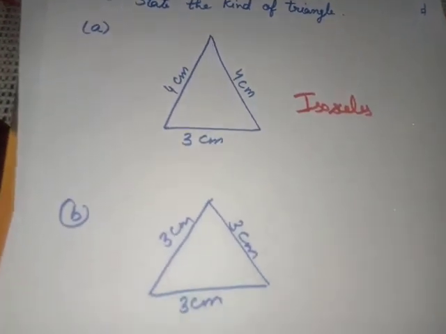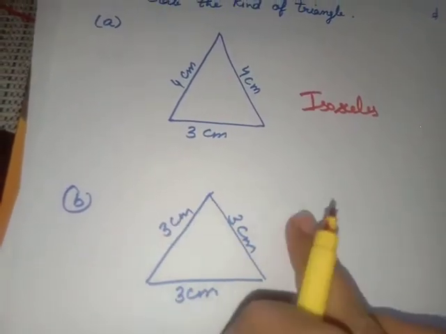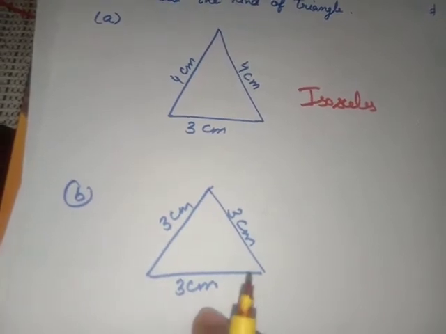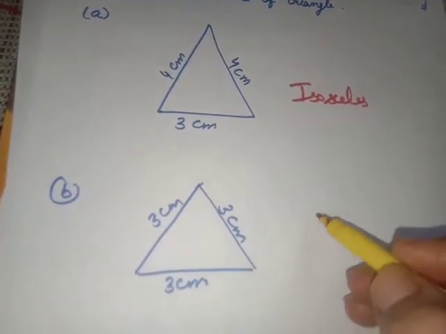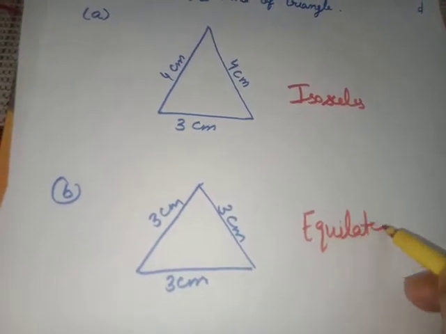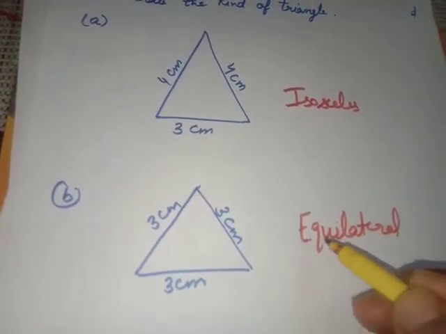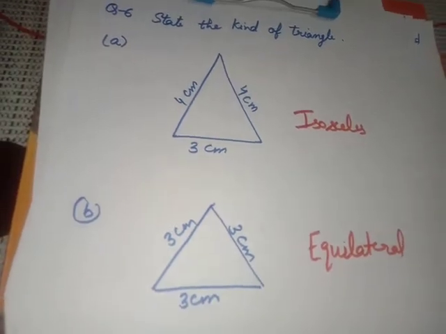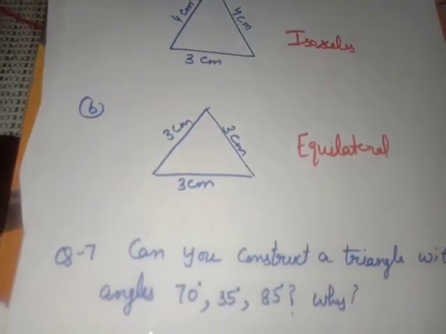Come to next. When the sides are 3 cm, 3 cm and 3 cm, three sides are equal, then the triangle is equilateral. Okay, this completes question number 6. Come to question number 7.